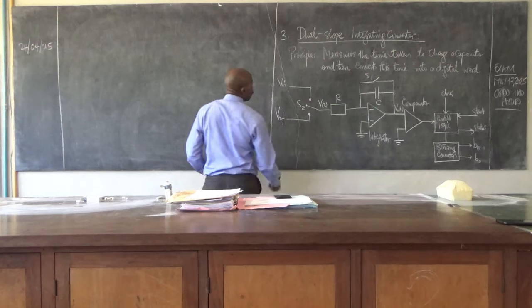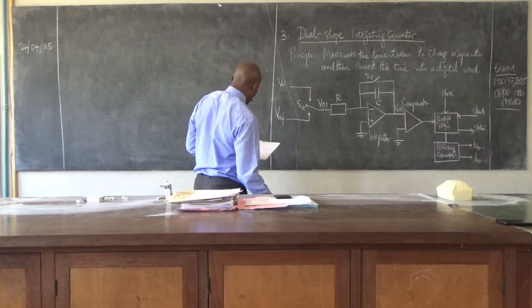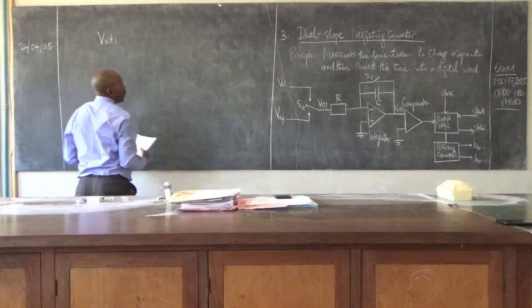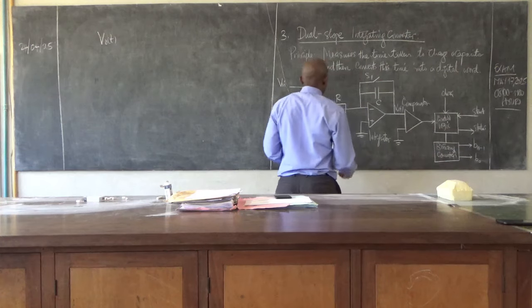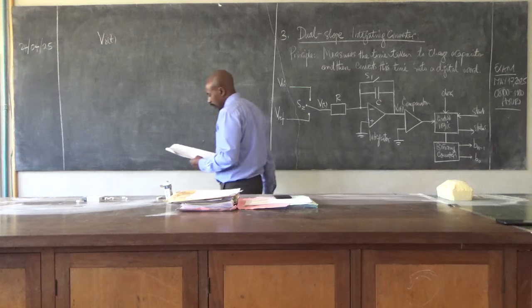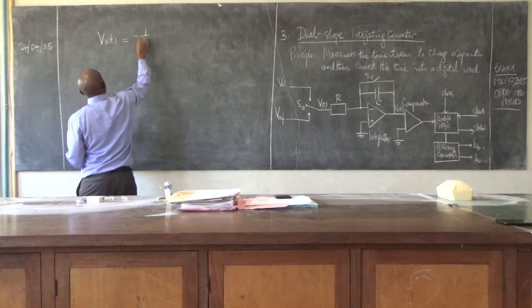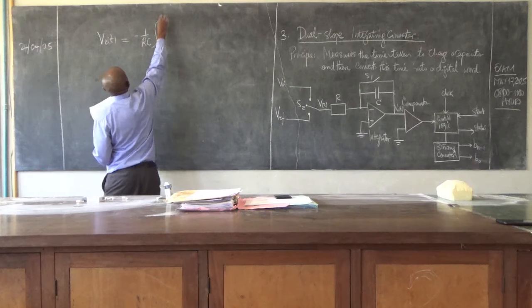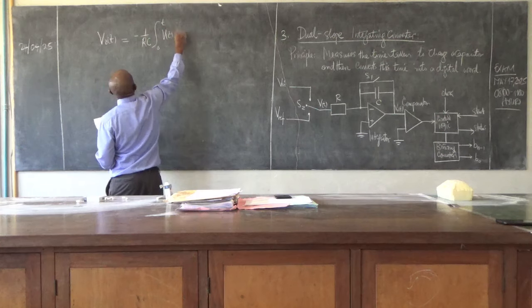I think I've leveled everything, and now I can say that the V out, the V naught(t), this output voltage here, is the same as minus 1 over RC integral from 0 to t, where t is the time of charging, dt.